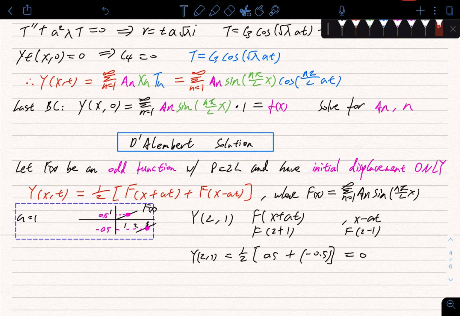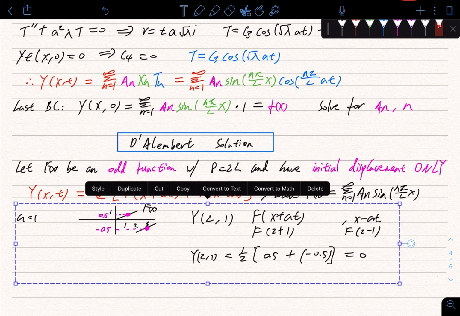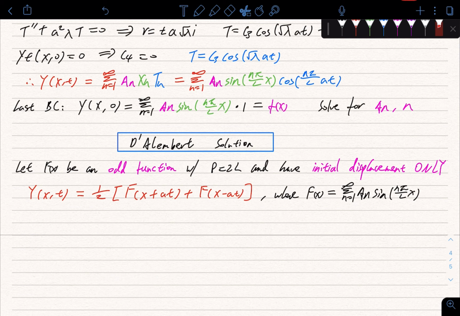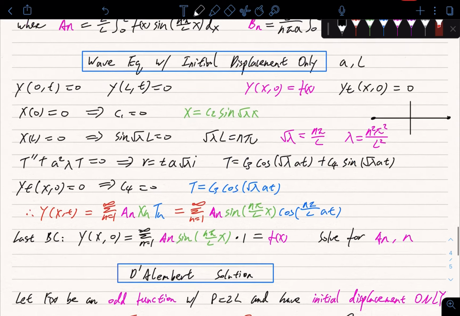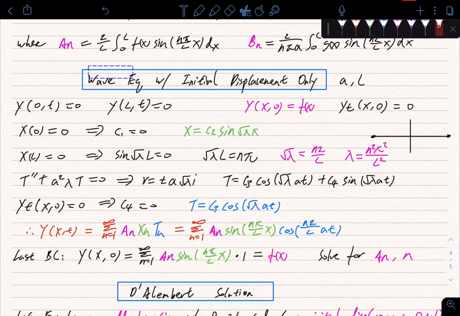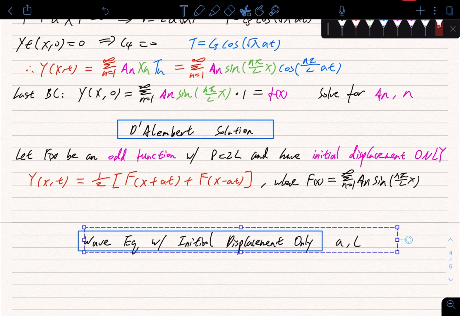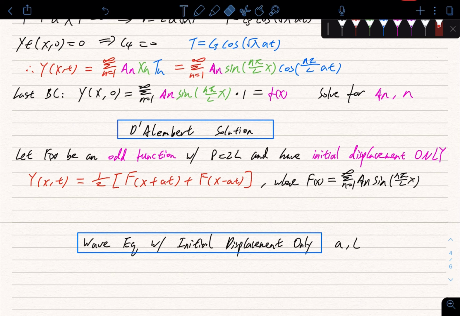So I'm going to erase this right here because it's not very tidy. All right, enough of this side topic. Let's move on to our second case, and that is the wave equation with initial velocity only. So I'm just going to copy and paste our title, since it's basically the same. Okay, and then wave equation with initial velocity only.